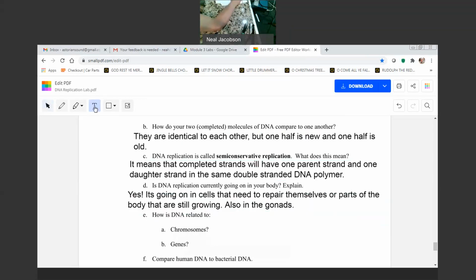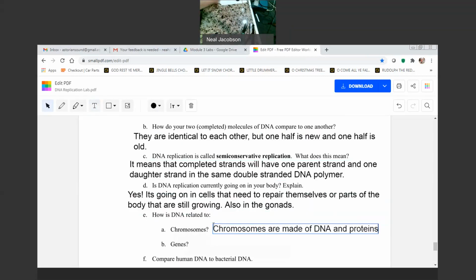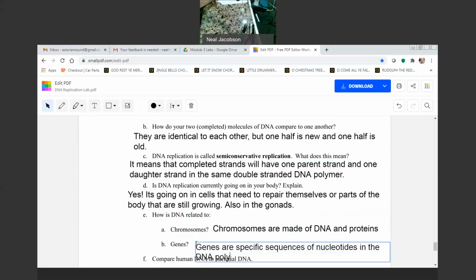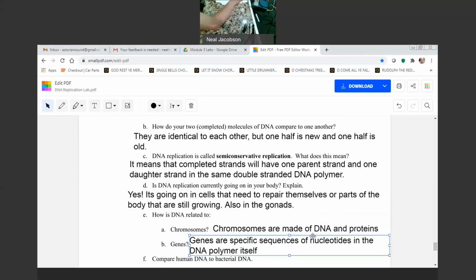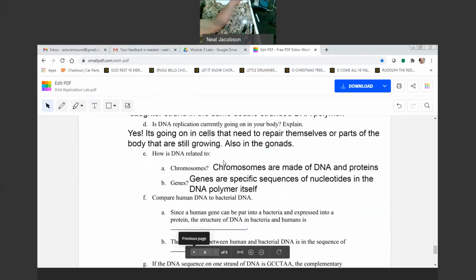Anyways, I digress. How's DNA related to chromosomes? Well, chromosomes are made of DNA and proteins. How's DNA related to genes? Genes are specific sequences of nucleotides in the DNA polymer itself. I mean, there's a specific sequence of nucleotides that code for a functional product, if we want to be exact, right?